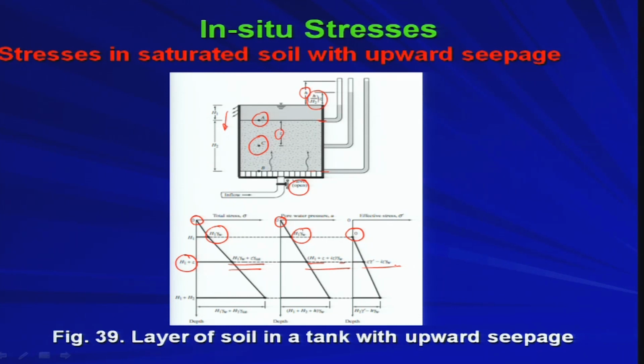If you look at this, this is a very interesting thing. What is really happening here? Z into gamma prime was the effective stress when there was no seepage, as you have seen in the earlier case. Now, you are getting the effective stress as Z into gamma prime minus i Z into gamma w. So, this much stress is getting subtracted from the effective stress due to the seepage only.